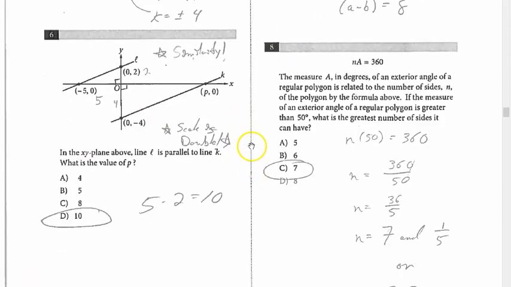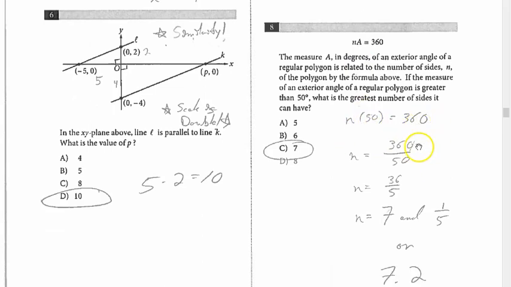Moving on to number 8 here. What we're trying to figure out: if the measure of an exterior angle of a regular polygon is greater than 50, what is the greatest number of sides it can have? So we're given a formula here. N is my number of sides, a is that angle we're talking about. So plug in 50 and divide.